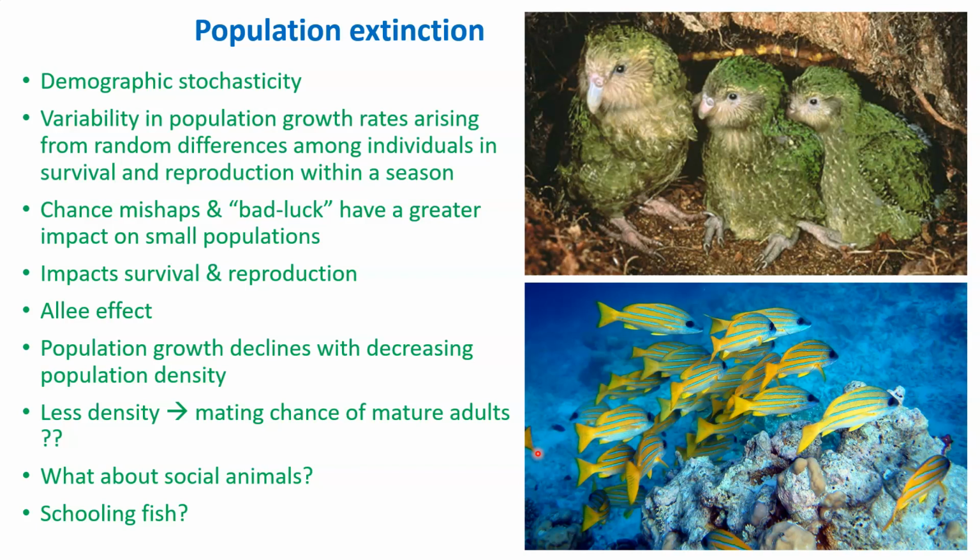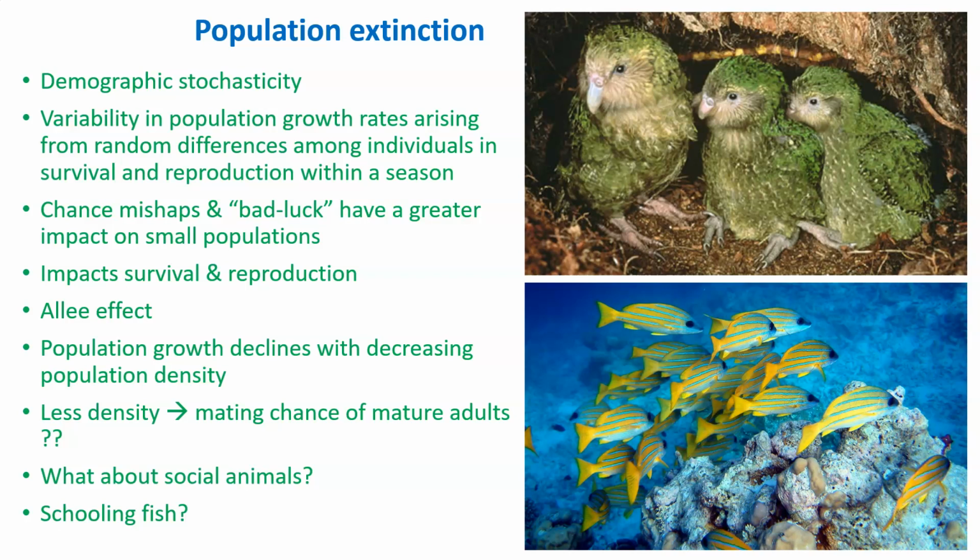Next, I'm going to talk to you about different forms of stochastic phenomena that can drive a population towards extinction. So first, I'm going to talk about demographic stochasticity. What is demographic stochasticity? Demographic stochasticity is the variability in population growth rates arising from random differences among individuals in terms of survival and reproduction within a particular season.